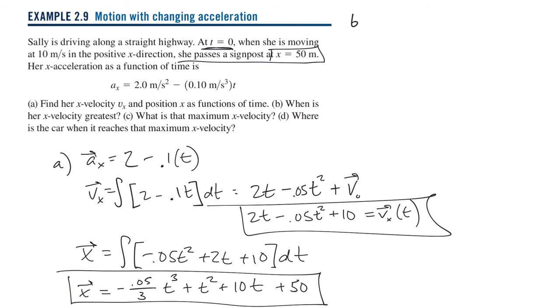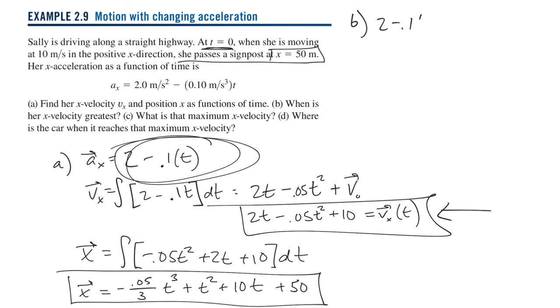Now question B asks, when is her x velocity the greatest? So that means we need to find a maximum of this function. And how do you find a maximum in calculus? Well, you take the derivative and you set it equal to 0. Luckily, we actually already have the derivative of this because we know the derivative of velocity is acceleration. Okay? So we need to set 2 minus 0.1 times t equal to 0.